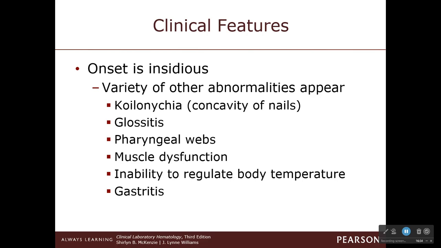Gastritis is basically inflammation of the GI tract, the stomach. Another one is pica. Have you guys ever heard of pica? It's unusual cravings, usually for crunchy things. Ice is a big one, and that's usually a first sign. A lot of people who eat lots of ice actually have pica. They'll eat ice, laundry detergent, dirt, and lots of starches.